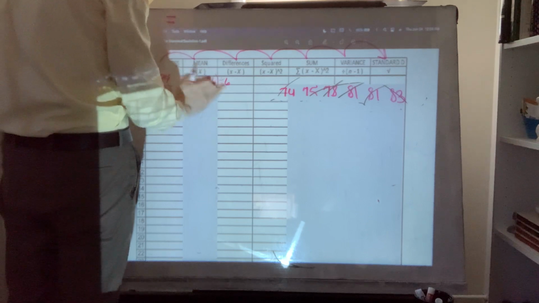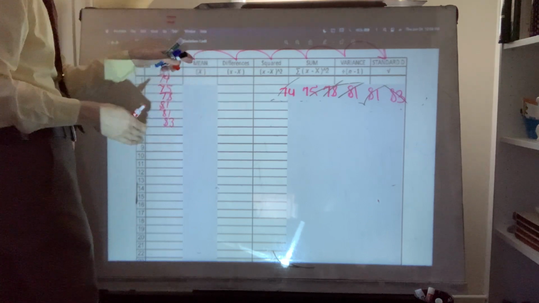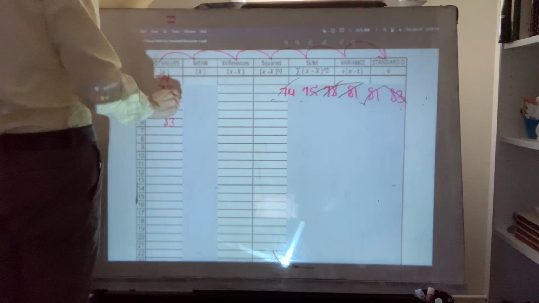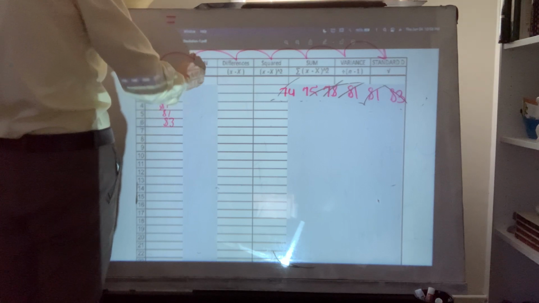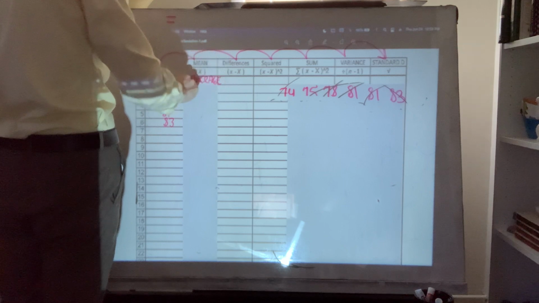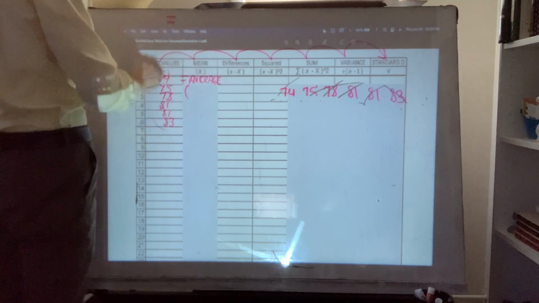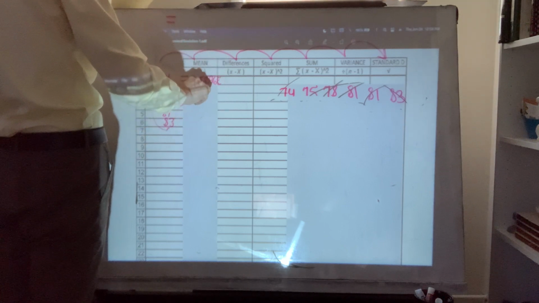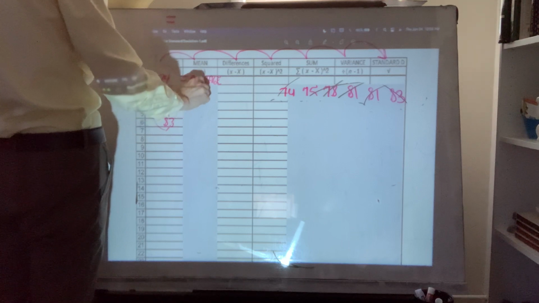Or you could take advantage of the built-in functions in your spreadsheet, which is to type average, and then there'll be an open parenthesis. You highlight this, and again, it will give you, more or less, the battleship coordinates.